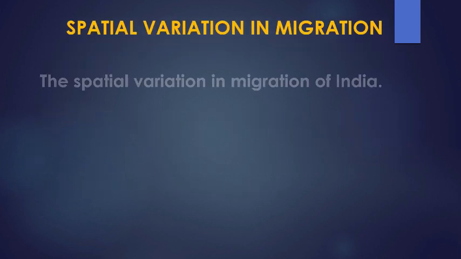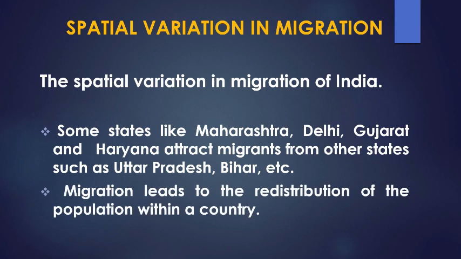Spatial variation in migration. Economically well-off states like Maharashtra, Gujarat, Haryana and NCT Delhi attract migrants. Why? Because of the weather, states of UP and Bihar, and several other reasons. Greater Mumbai also receives the largest number of immigrants because of more job opportunities and better living conditions there.